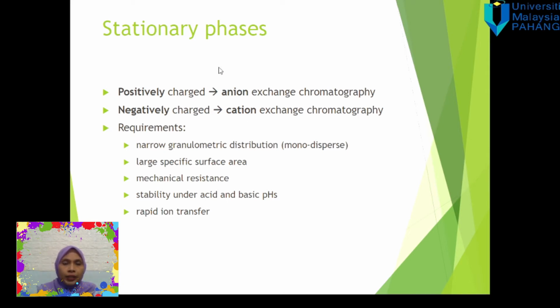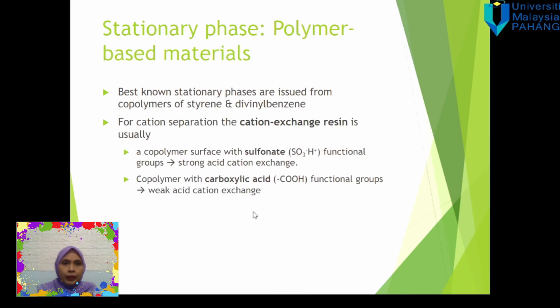The requirements for a stationary phase are: narrow granular, monodisperse in size, large specific surface area, mechanical resistance, stability under acid and basic pH, and rapid ion transfer. These are the criteria needed for the stationary phase for the IC. Now we go through the different types of material for the stationary phase in IC. Mostly it is based on polymer. The best known stationary phase is made from a copolymer of styrene and divinylbenzene. This is the material inside the stationary phase for the IC.